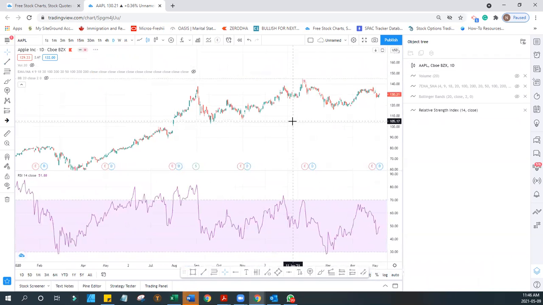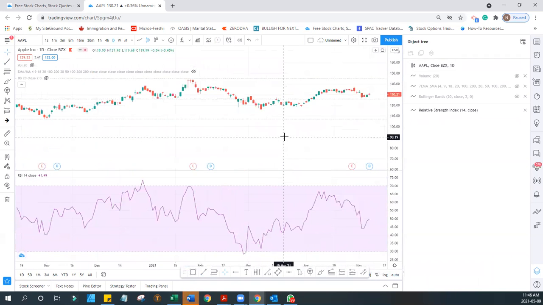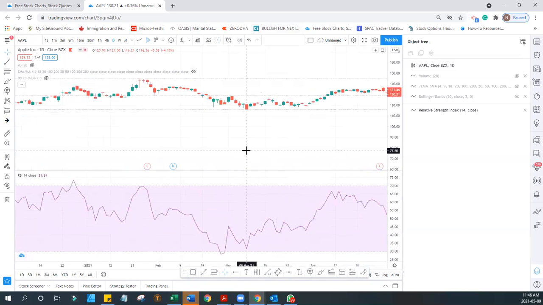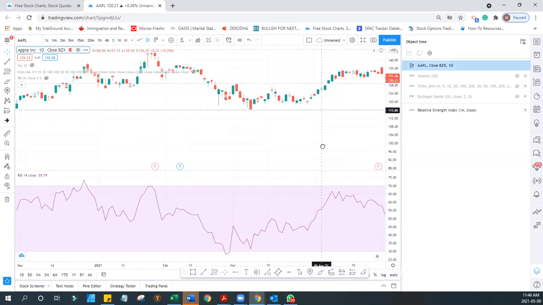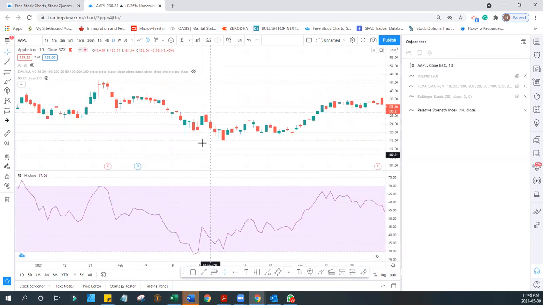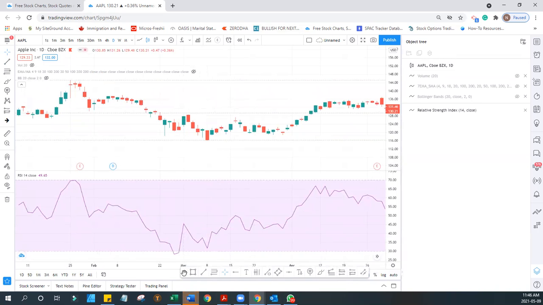There is something called a divergence. What does divergence mean? It is when the price is moving down, but the RSI, the momentum, is going up. For example, here, this is a good divergence. If you want to find out, this is the good divergence.